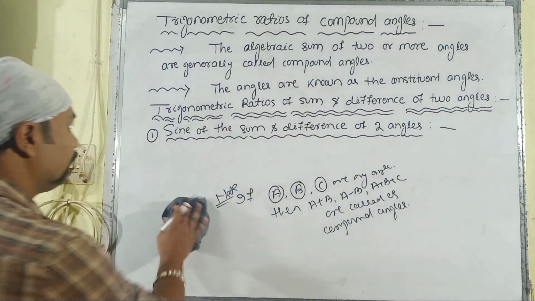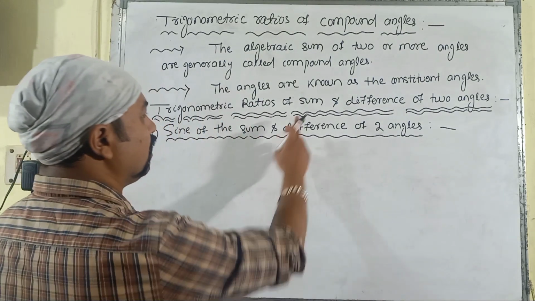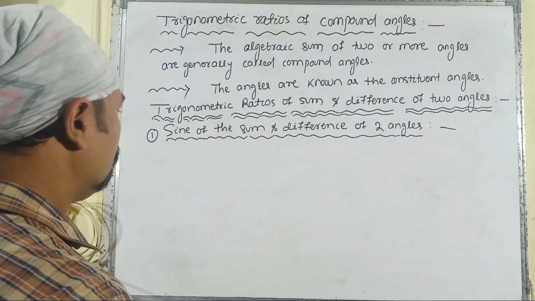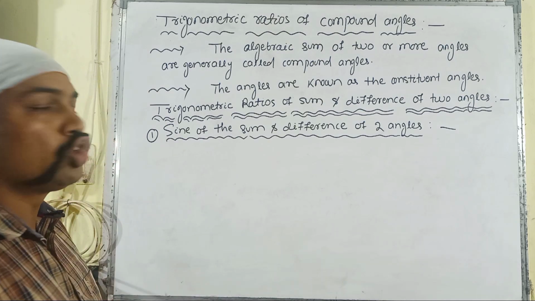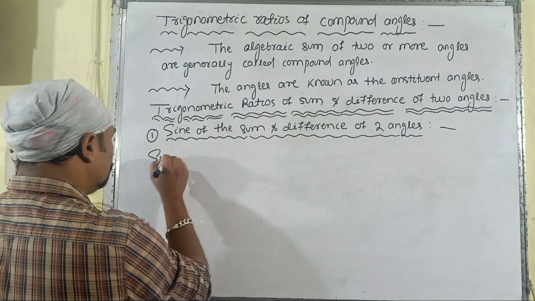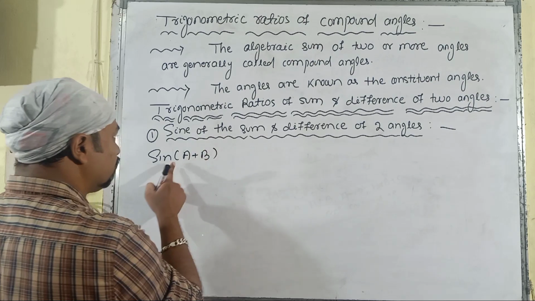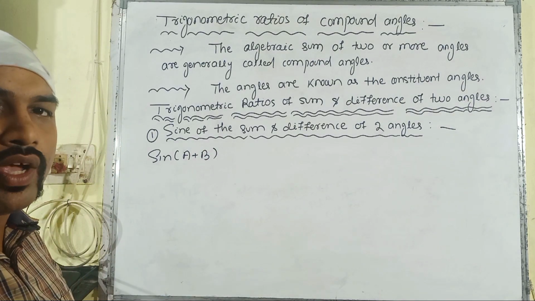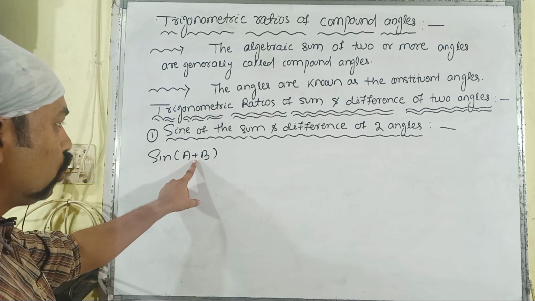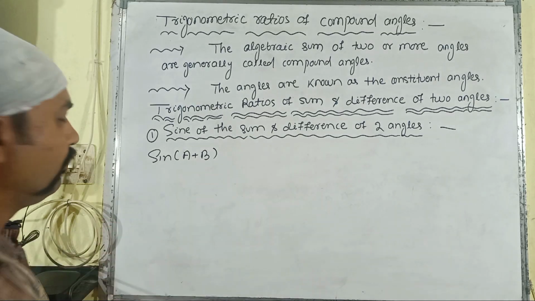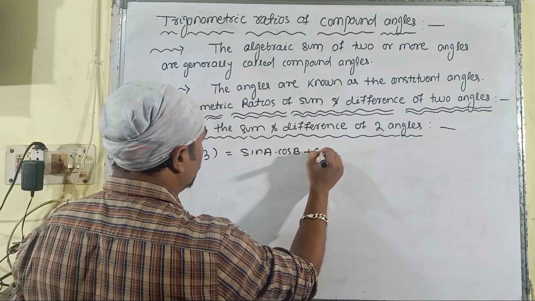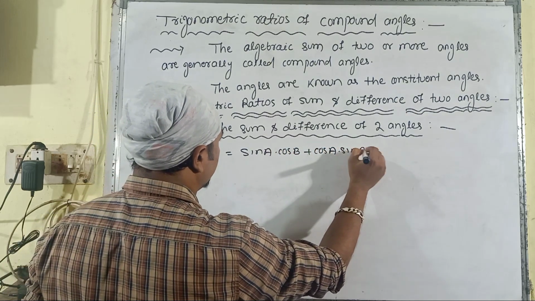Then let us go through the trigonometric ratios of the sum and difference of any two angles. We have to consider the two angles as A and B. So first of all, let us go through the sine of the sum and difference of any two angles A and B. Suppose the two angles are A and B, then the sine of the sum of the two angles A and B will be sin A into cos B plus cos A into sin B.